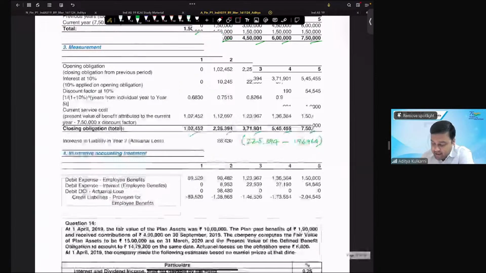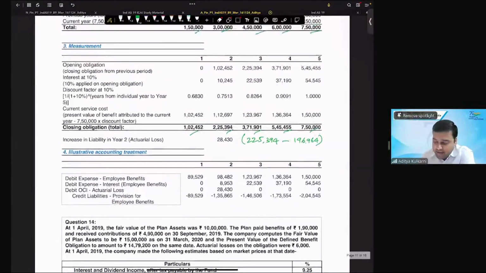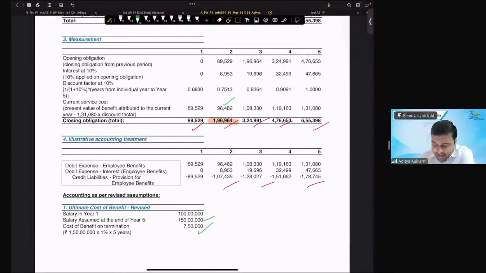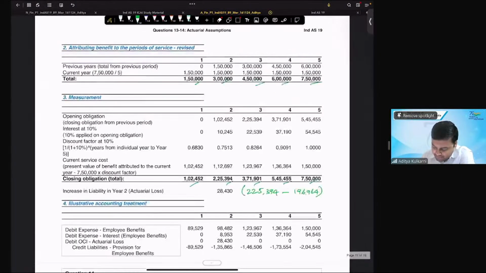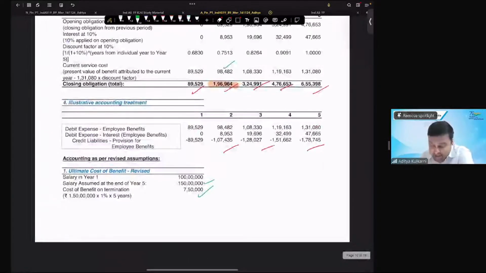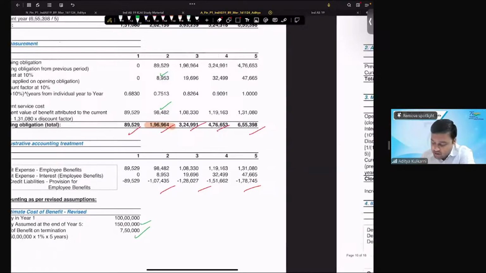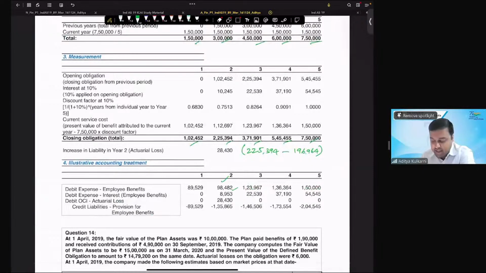And this has happened in year 2. So in year 2, the entry that will be passed is interest cost 98,482. Sorry, yeah. Is it interest? No, that is current service cost. So employee benefit expense 98,482. Employee benefit expense being your finance cost is to 8,953. 28,430 is going to be your actuarial loss, which goes to the other comprehensive income. And credit will be provision for employee benefits.